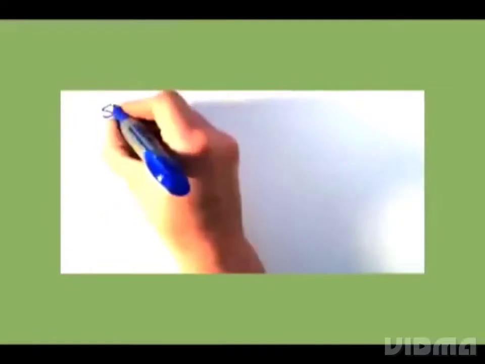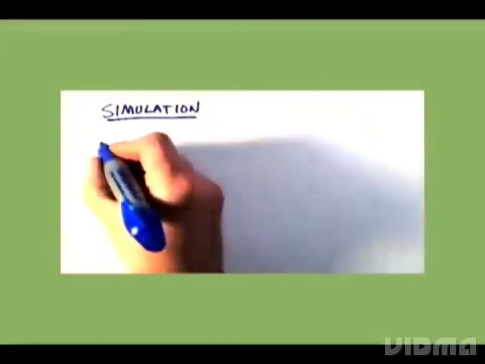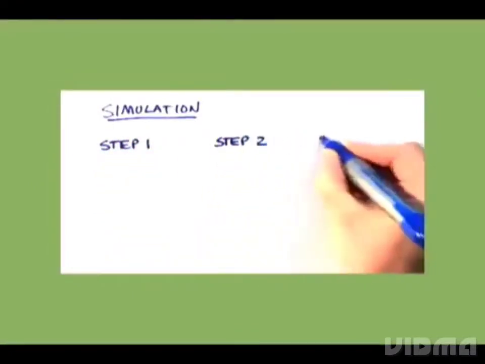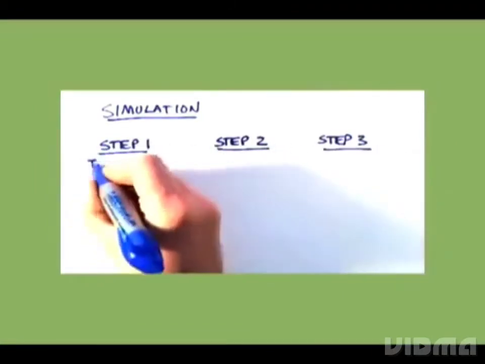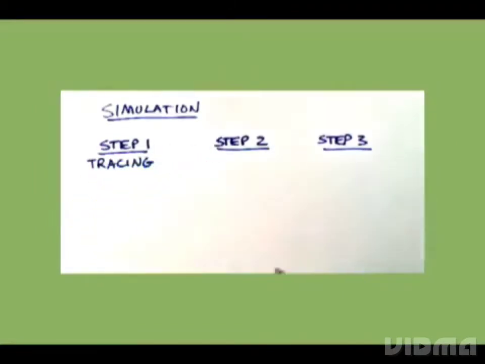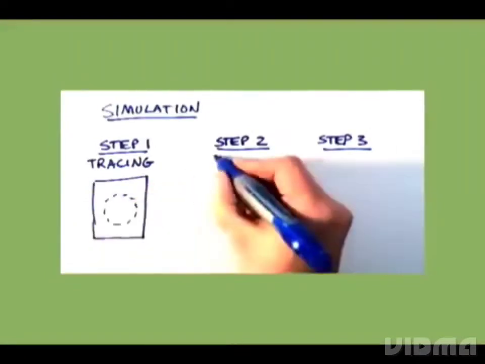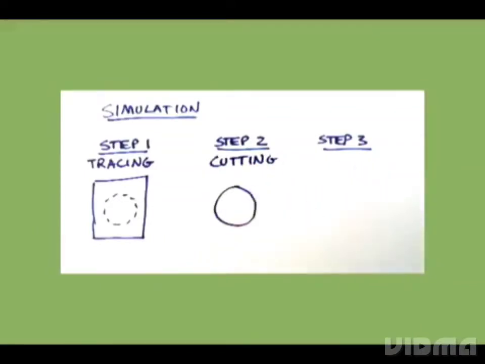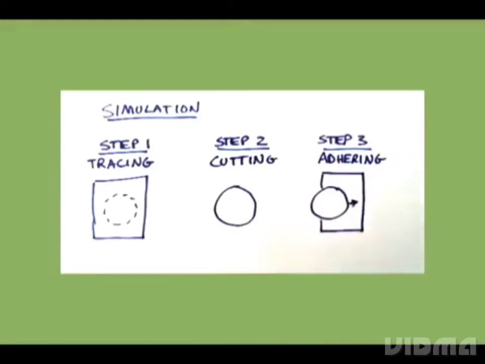To understand takt time, cycle time, and lead time further, let's look at a scenario and apply the terms as we go. In this scenario, we have a small company that produces colored circles on white paper. The operation requires 3 work steps: tracing, cutting, and adhering. Step 1, tracing, outlines the circle to be cut. Step 2, cutting, cuts the circle. Step 3, adhering, attaches the circle to a sheet of paper.